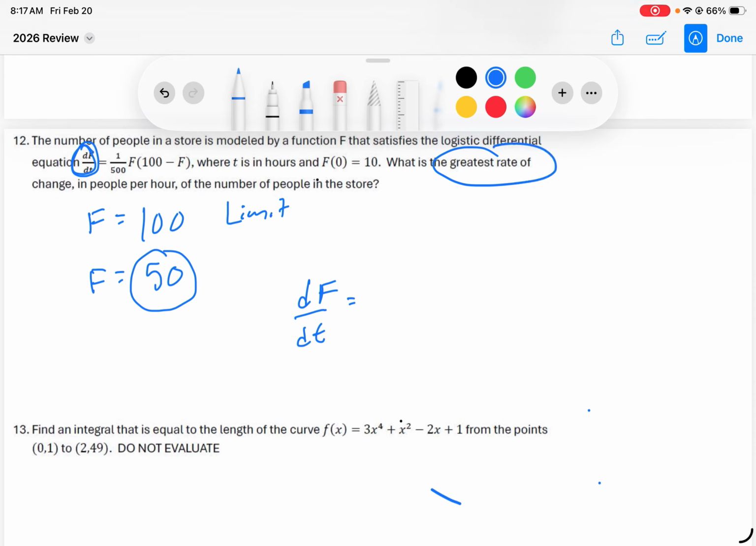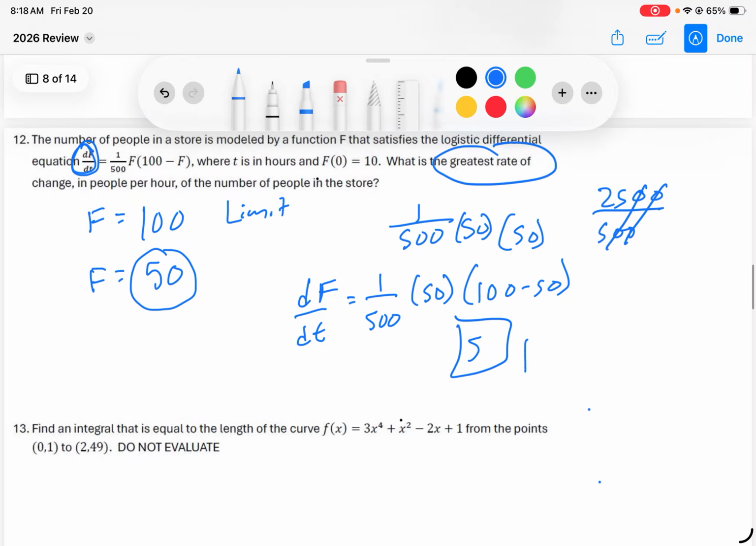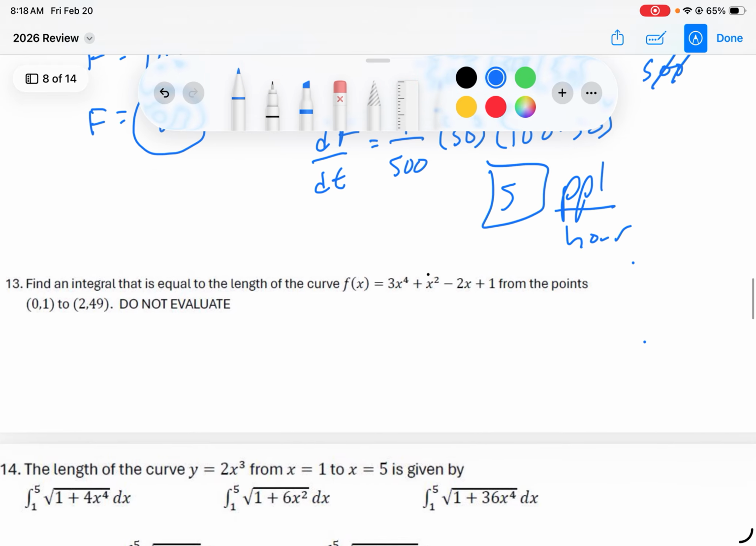Now it wants to find the actual number. So 1 over 500 times 50 times 100 minus 50. This is 50, and this is 50, and this is 1 over 500. So 50 times 50 is 2500 over 500. Cancels, and 25 divided by 5 is just 5. All right, and that is 5 people per hour.